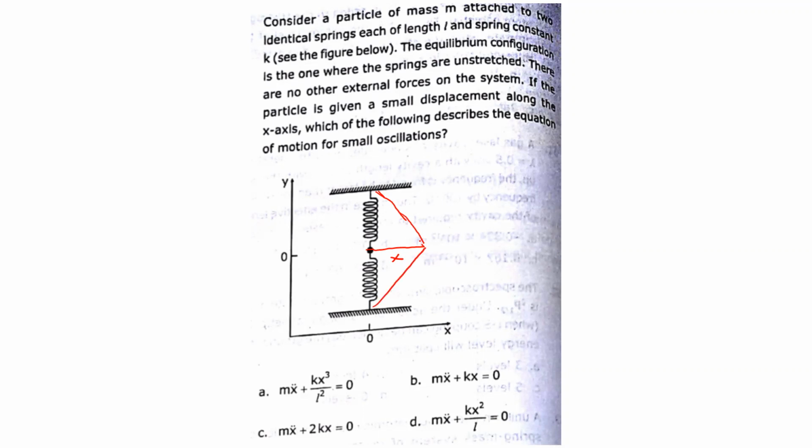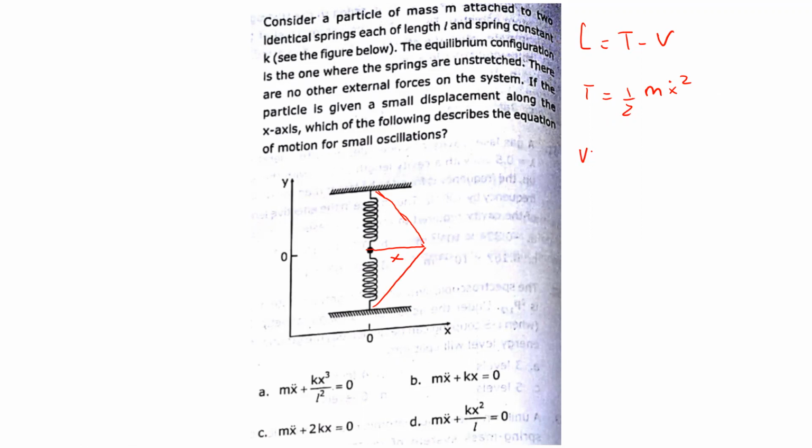So we have to write the Lagrangian and solve the Euler-Lagrange equations. In order to write the Lagrangian, L is nothing but T minus V. Now T is nothing but half m x dot squared, so this is the kinetic energy term. Now we have to write the potential energy term.